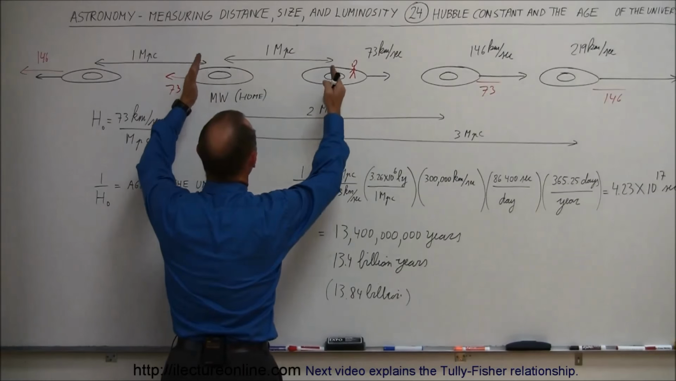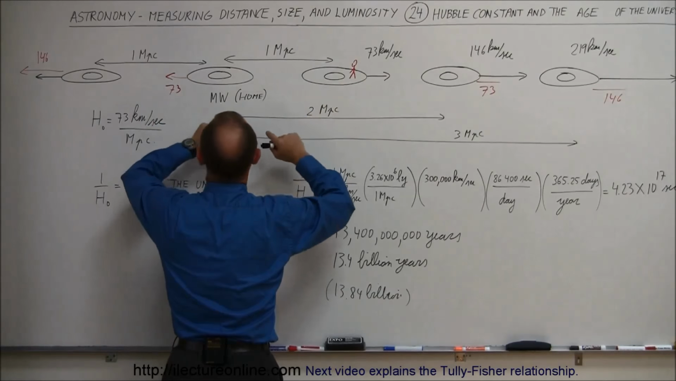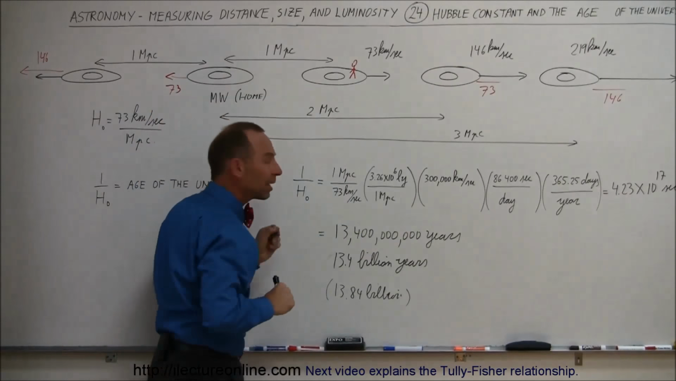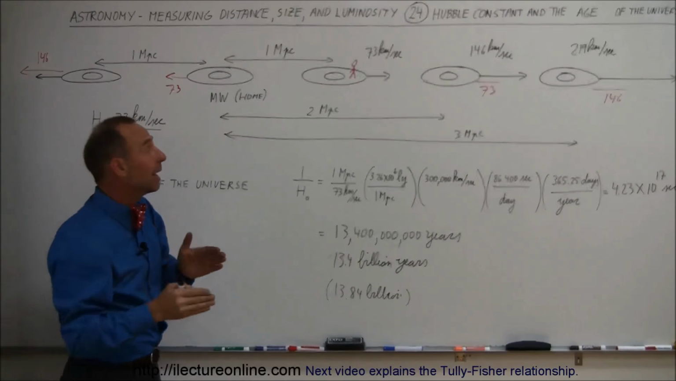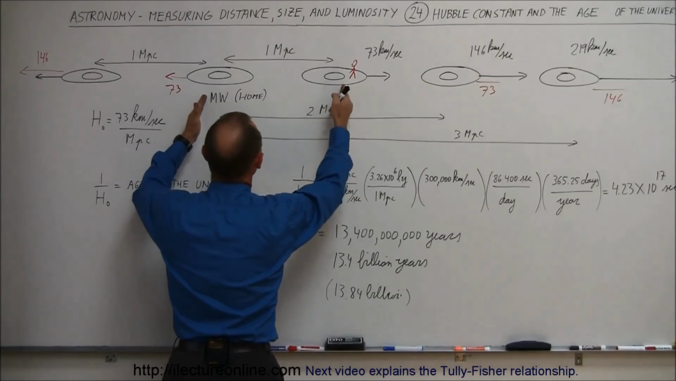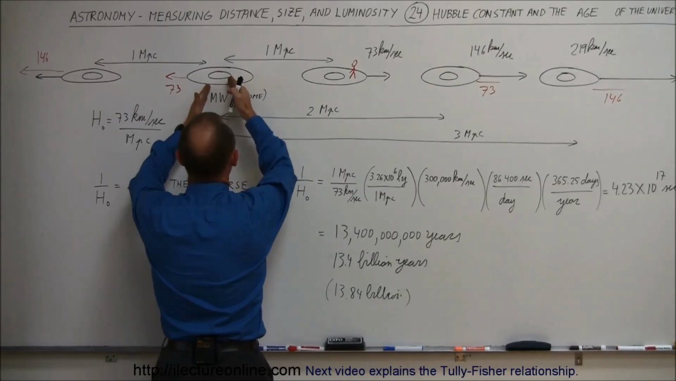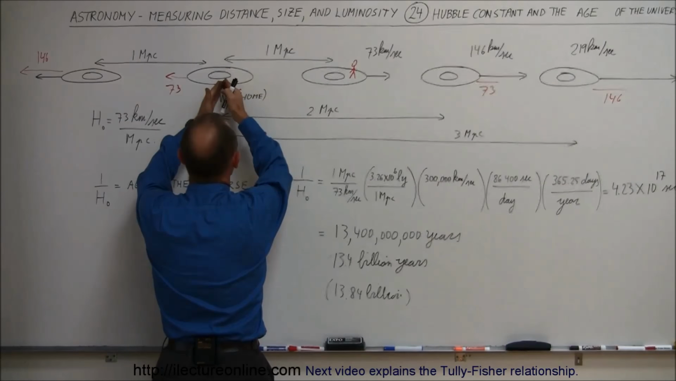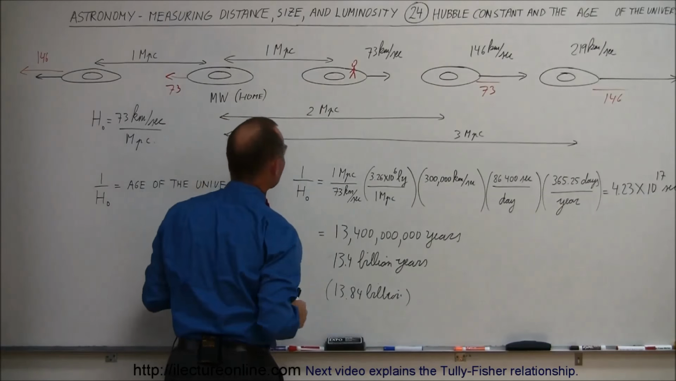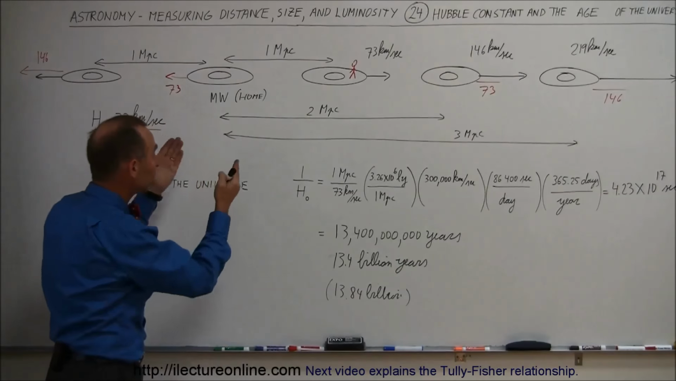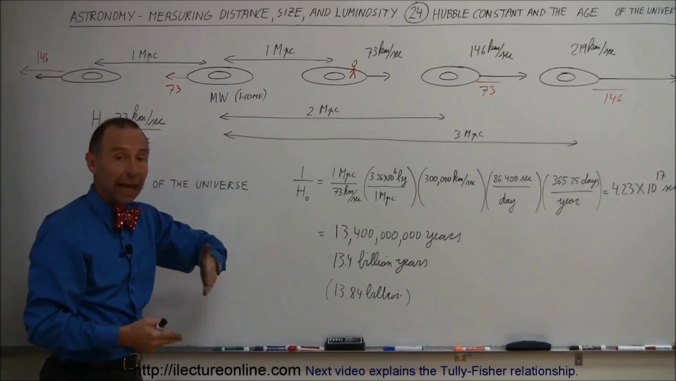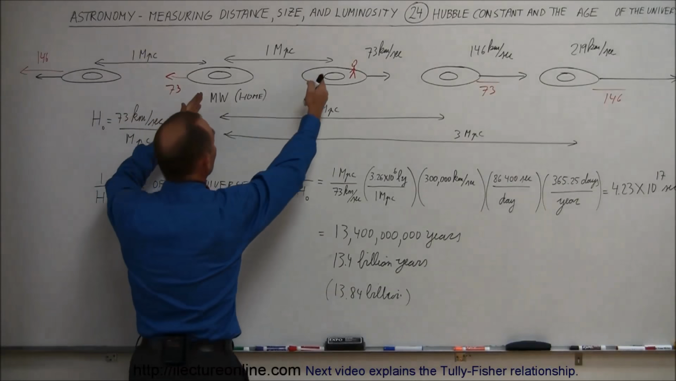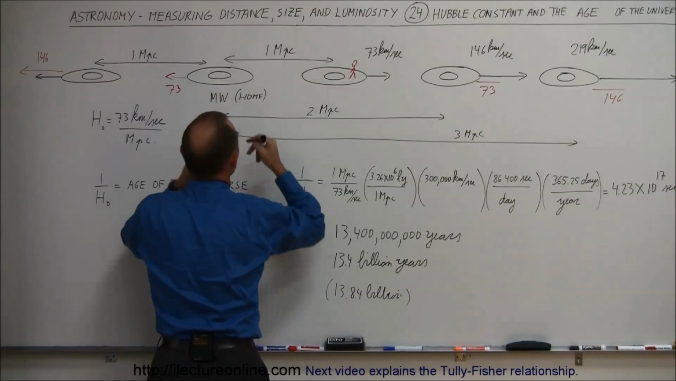If two galaxies are 1 megaparsec apart and they're currently moving away from each other at 73 kilometers per second, how long would it take for the galaxy, if we assume that this galaxy was right next to our galaxy at the beginning of the universe, to be at this distance right here? And so that's what we do. We take the distance divided by the speed, and we get the time it takes for this galaxy to have traveled this distance away from our galaxy.